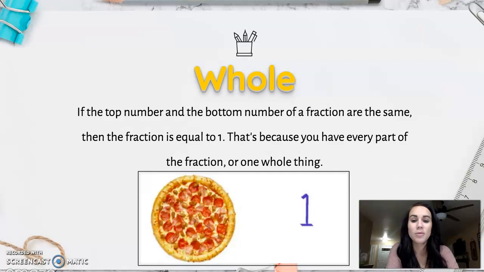To follow up on that, a whole. If the top number and the bottom number, which would be our numerator and our denominator of a fraction, are the same, then the fraction is equal to 1. That's because you have every part of the fraction, or one whole thing. An example would be if we took one pizza and it was not sliced into any parts, it would be 1/1, which would be one whole.